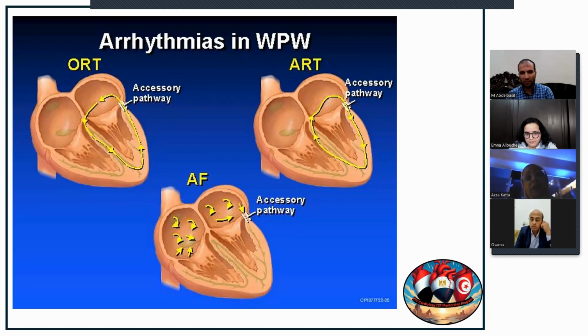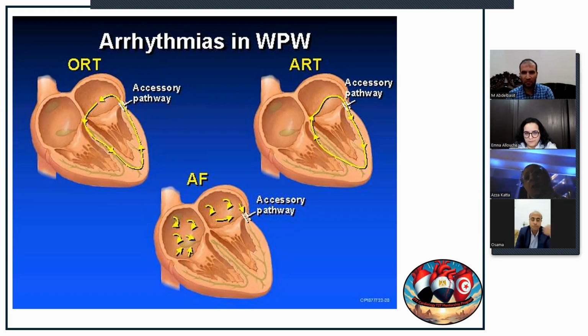Tachycardia might happen when the impulse comes from the AV node, travels down the AV node, the normal pathway, and then goes retrograde across the accessory pathway. As Dr. Osama described the two limbs of the re-entry circuit in AVRT, similarly, this is what happens in the presence of an accessory pathway that conducts in a retrograde fashion. The impulse will get down the AV node. That's why it's called orthodromic, because it's going in the normal pathway of conduction across the AV node, getting back across the accessory pathway. We get a narrow complex tachycardia.